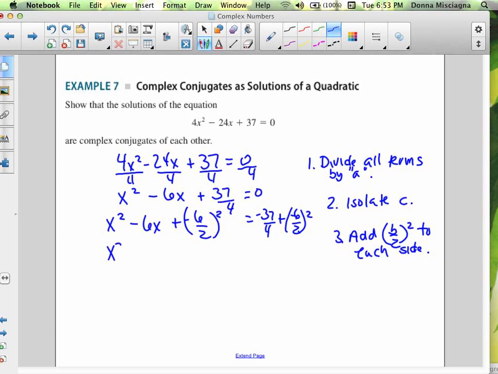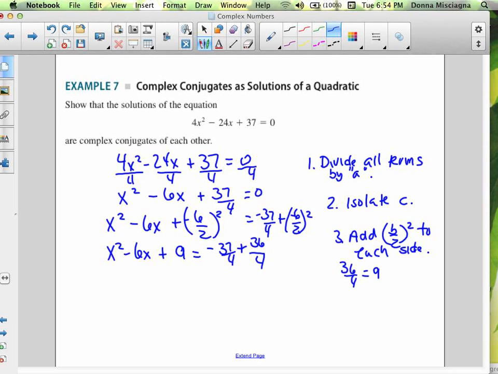So we have x squared minus 6x. Negative 6 divided by 2 is negative 3, and negative 3 squared is 9. On the other side, we'd have negative 37 fourths plus 9. But we need to change 9's format so that it has a denominator of 4, but still equals 9. Well, 4 times 9 is 36, and 36 fourths equals 9. So just as a little reminder, 36 fourths is 9. We just changed it so it had the same denominator as the fraction that's already there.